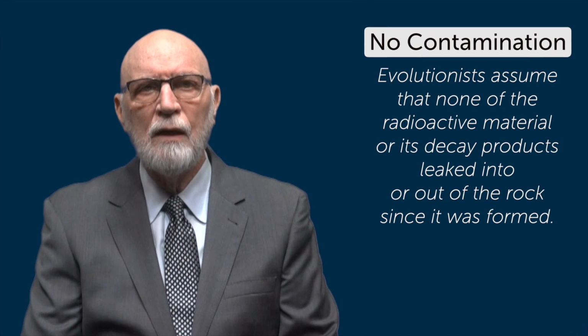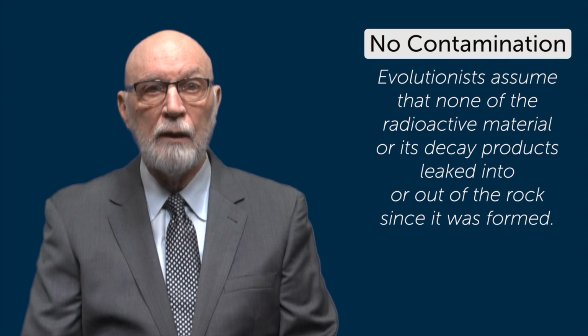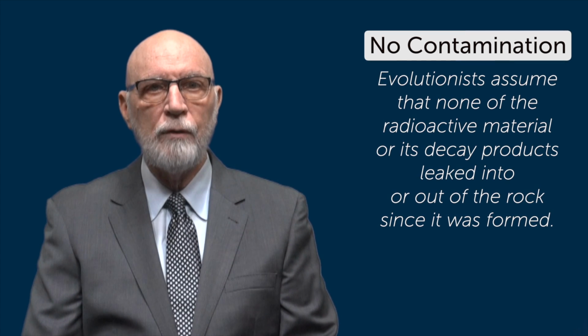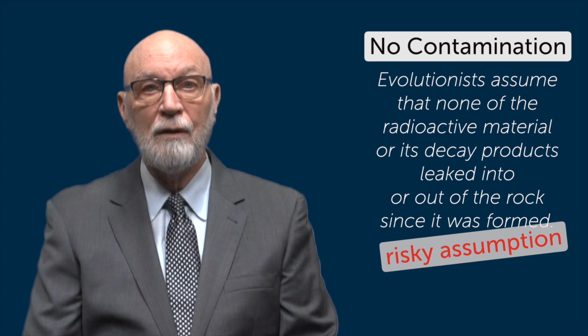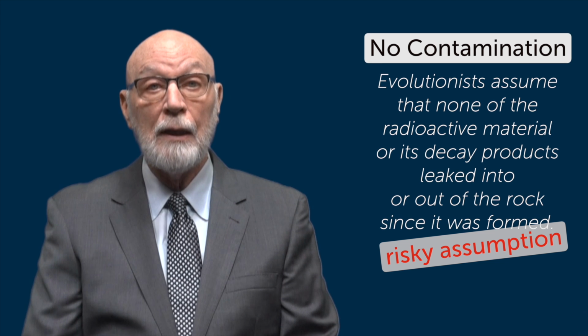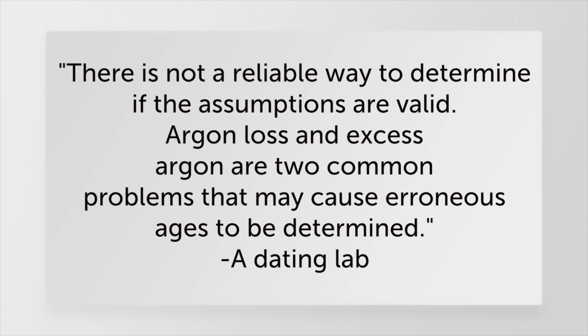Evolutionists assume that none of the radioactive material or its decay products leaked into or out of the rock since it was formed. To evolutionists, this means no leaking in or out of the rock during a period of up to several billion years. A risky assumption since we have found such leaking to occur in the present. Evolutionists admit that their assumptions are unprovable and commonly false. A dating lab writes, "There is not a reliable way to determine if the assumptions are valid. Argon loss and excess argon are two common problems that may cause erroneous ages to be determined."